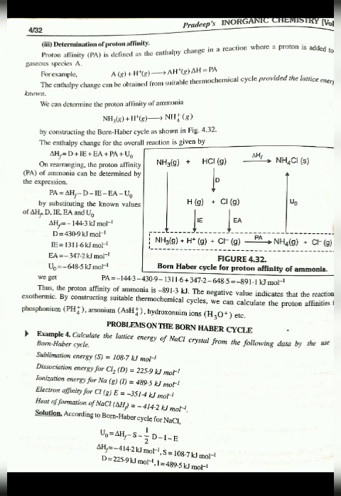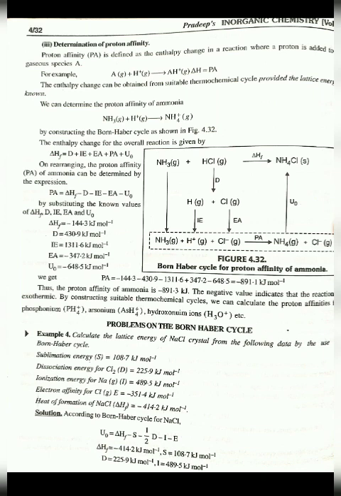Third, determination of proton affinity. Proton affinity PA is defined as the enthalpy change in a reaction where a proton is added to a gaseous species A. For example, A plus H+ gives AH+, delta H is equal to PA. The enthalpy change can be obtained from a suitable thermochemical cycle provided the lattice energy is known. We can determine the proton affinity of ammonia, NH3 plus H+ gives NH4+, by constructing the Born-Haber cycle as shown in the figure.